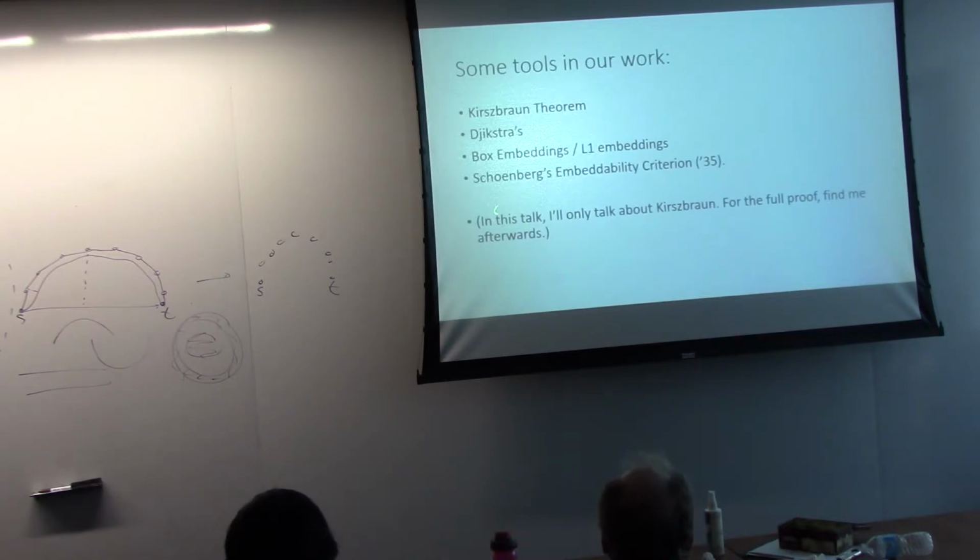Cool. So tools in our work include the Kirszbraun theorem, a whole bunch of stuff. I'm actually going to quickly show you what the Kirszbraun theorem is. This is in fact the core piece of technology that will make our proof work. I claim that once you know what the Kirszbraun theorem is, it doesn't take too much work to piece together our proof from there. So I will be going over what the Kirszbraun theorem is. The reason I'm doing that is once you have that, and once you have our outline, the rest of our proof actually follows pretty nicely.